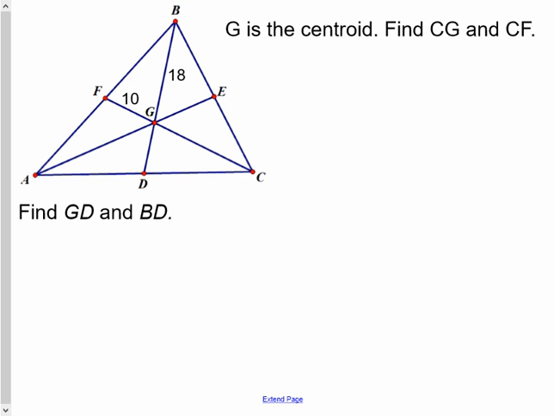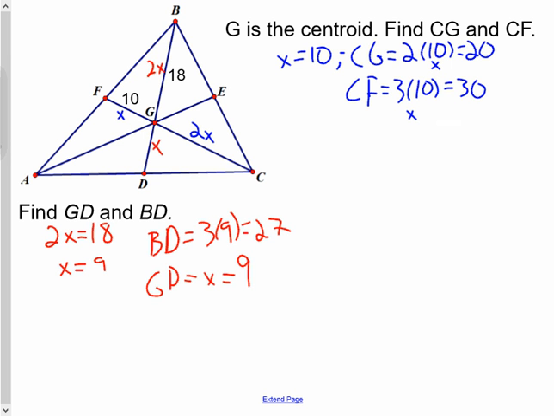Next, G is the centroid, find CG and CF. So again, we've done a couple of these. Go ahead, try on your own, see how well you've got it down. See if you match, right?